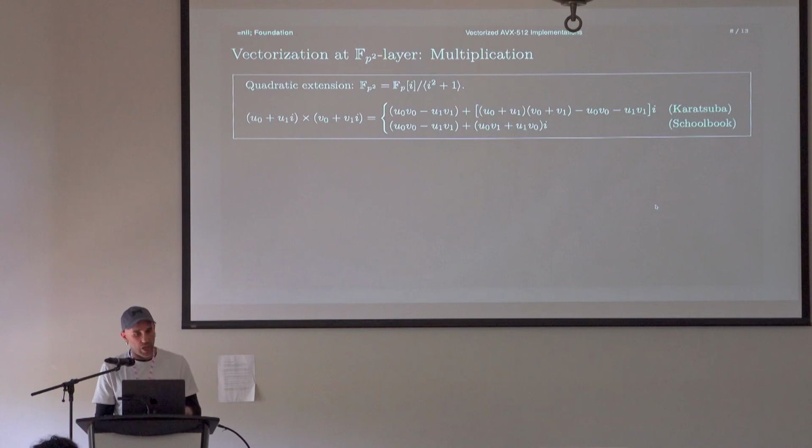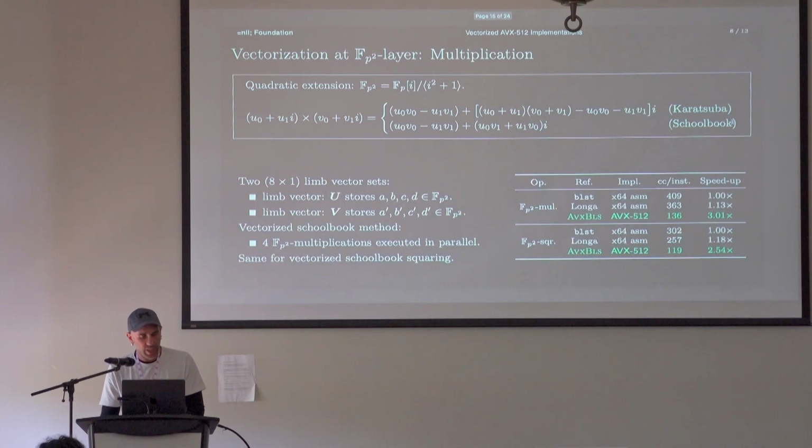Now, moving one layer up, we have arithmetic over fp squared, an extension field of degree 2. If we want to do multiplication over fp squared, there are two formulas that are usually used. The first one is Karatsuba, and the other one is schoolbook. Normally, if we consider sequential implementation, Karatsuba is the fastest option, especially over large fields. But when it comes to vectorization, this is not always the case. What we did is we implemented the schoolbook method, and in particular in four-way parallelization. It means that we're executing 4 multiplications over fp squared in parallel.